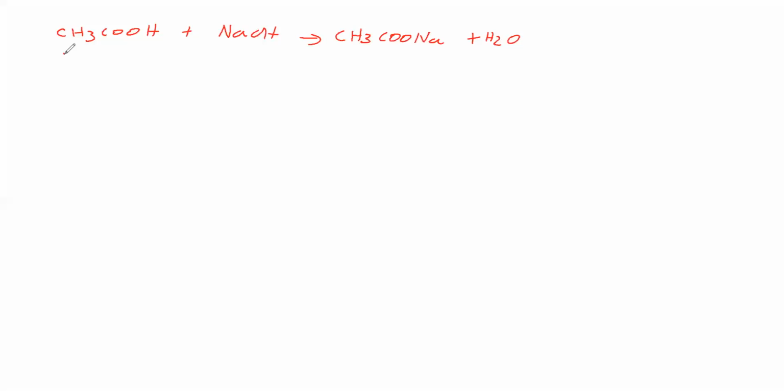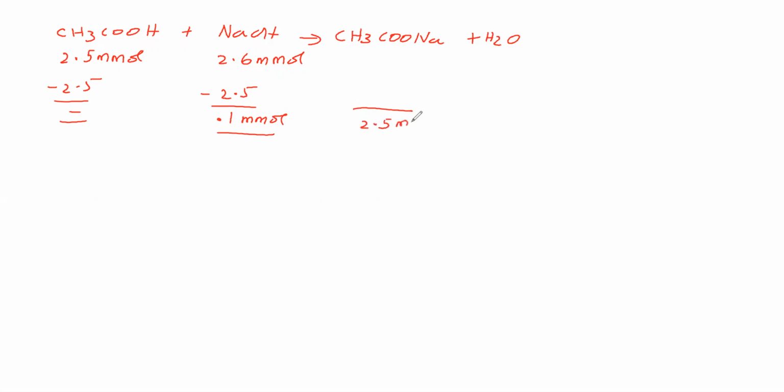Initially, how much acetic acid have we taken? 2.5 millimoles. So far we have added 2.6 millimoles of sodium hydroxide, that means 26 ml of 0.1 molar concentration. So acetic acid reacting is 2.5 millimole, remaining is 0. Sodium hydroxide reacting is 2.5 millimole, remaining is 0.1. Sodium acetate formed is 2.5 millimole.